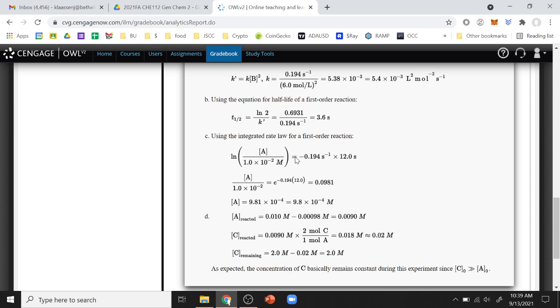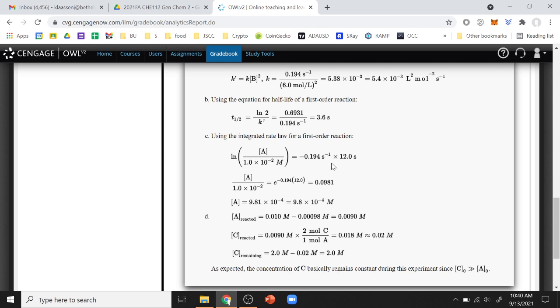That's going to be equal to, again, our K prime, because it's much easier to do this as a pseudo first order, right? We can make our lives much easier. And that's going to be times, over here on the right, the 12 seconds, which is the time that this one's for. That makes sense to everybody?